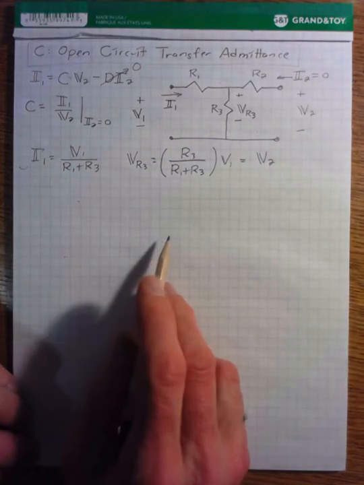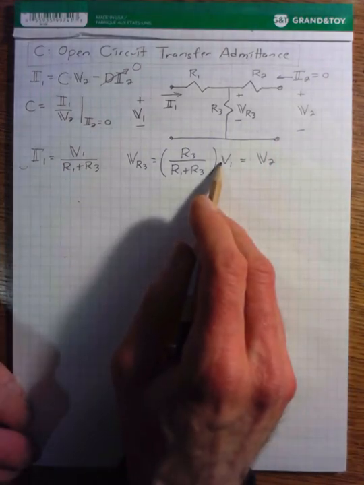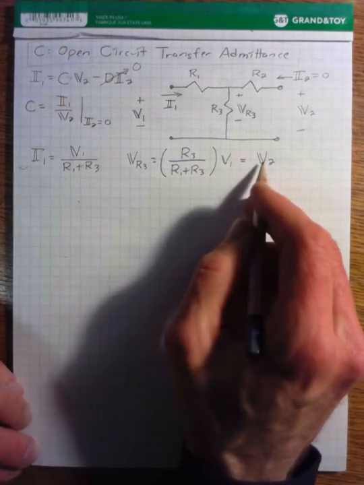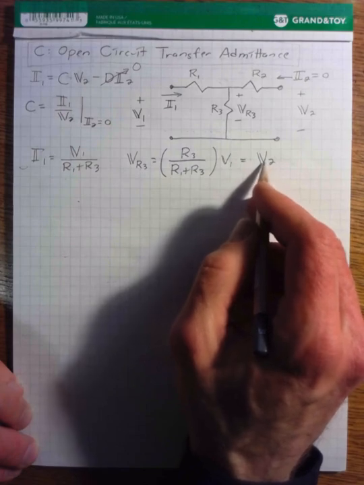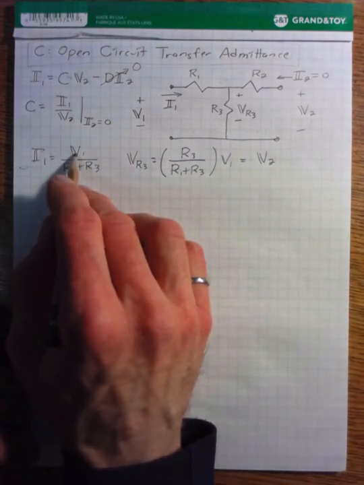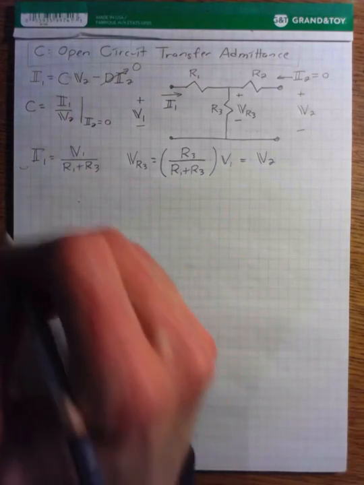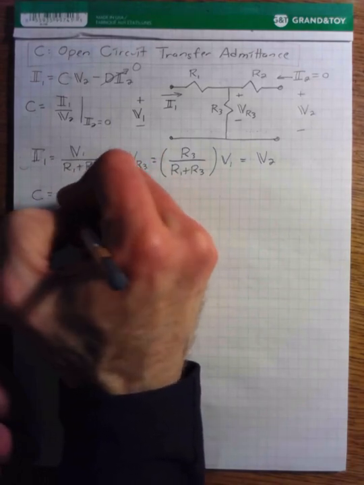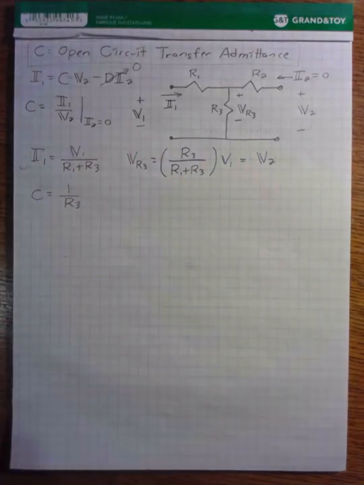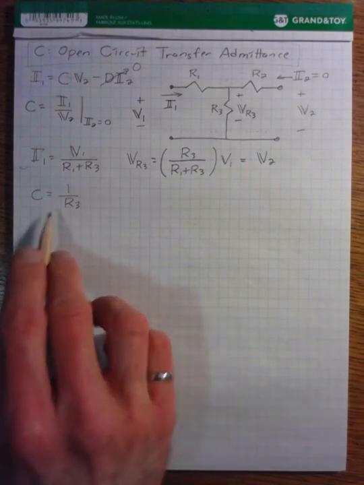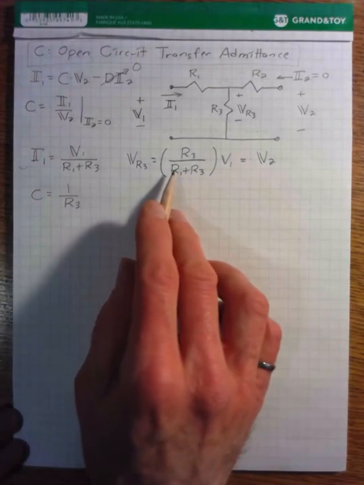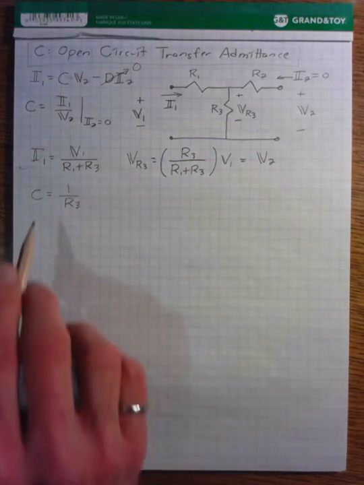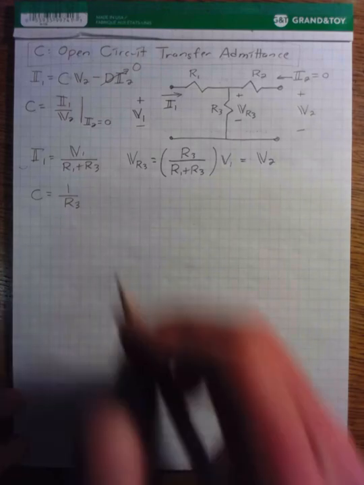And then what I do is I just basically express V1 as being equal to R1 plus R3 over R3 times V2. I substitute it into there, and the result ends up being C being equal to 1 over R3. And again, I've skipped a few algebra steps here, so if you want, pause the video, go through those steps, make sure that you can see how we go from these two equations to this one. But C is equal to 1 over R3.